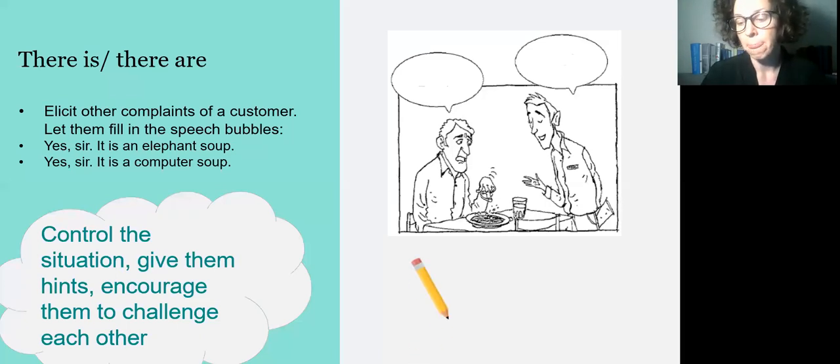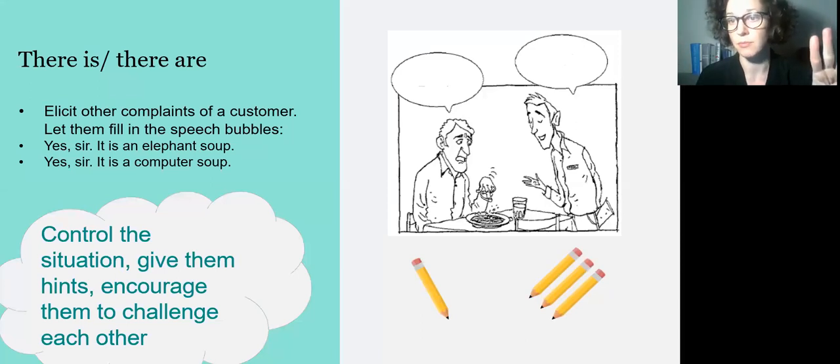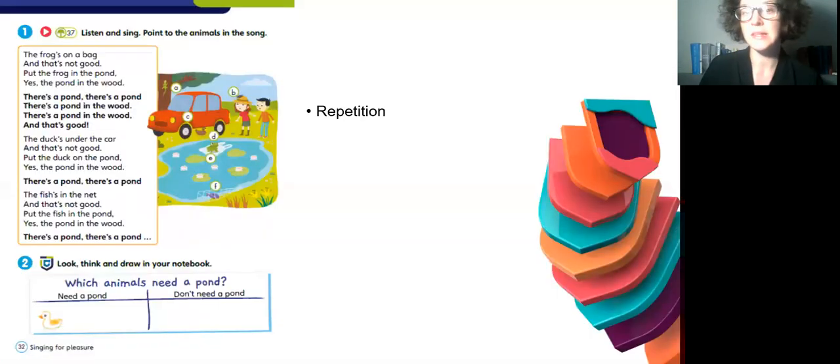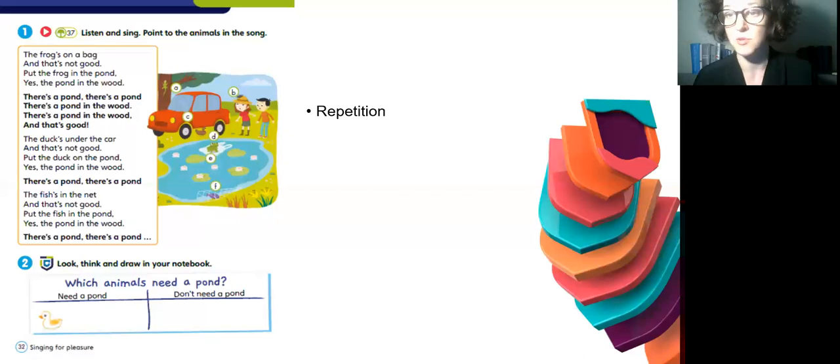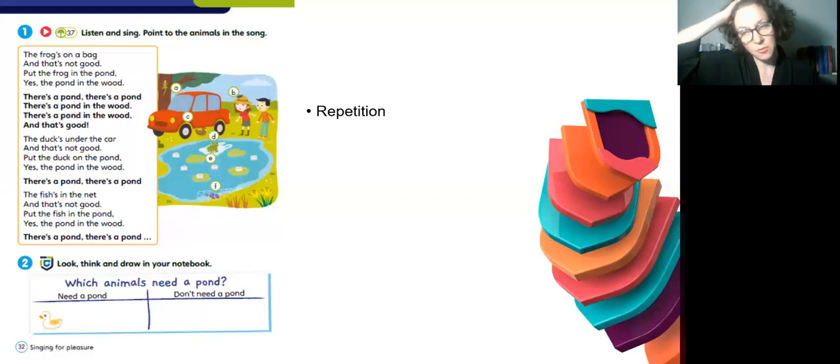For example, you can somehow make some objects appear, like pencil. Yeah, there are 3 pencils in my soup. Adding challenge here would also help to learn this structure. And this is not coming out of nowhere. Of course, before we go to the rule, we might sing a song. In this song, we have a lot of repetition of the same structure, and only then we can move to this structure.